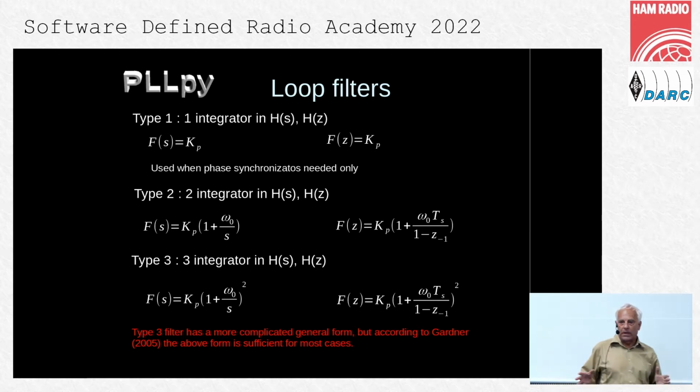It's very important that in software PLLs, we use ideal integrators. This is very different from analog PLLs, because an ideal integrator has a pole at 0 on the Laplace transformation plane, and in an analog PLL, you cannot have such an integrator. You have to approximate it.